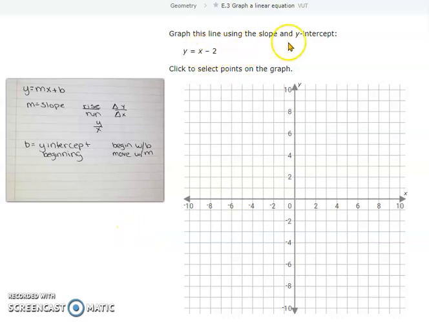Graph this line using the slope and y-intercept. Okay, remember, y equals mx plus b, m is our slope, b is our y-intercept. So right here, b is negative 2. I begin with b, and my slope is x. So I don't have to write 1x. When there's no coefficient in front of the x, it has a value of 1. So how do I write 1 as a fraction? That's 1 over 1, and this is positive, so I go up 1 and over 1.